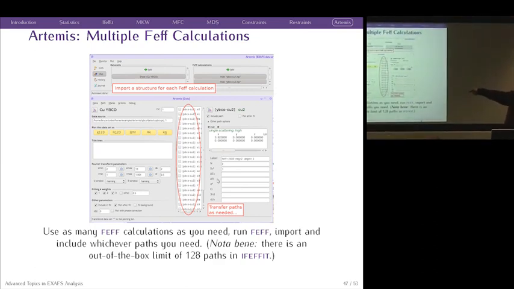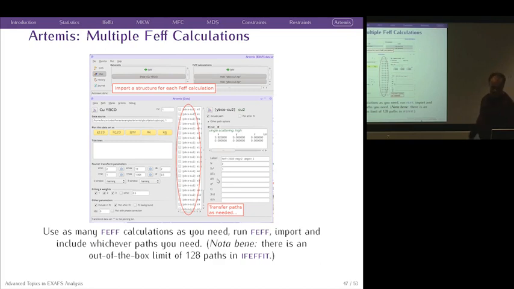And when I finally go to start evaluating what's supposed to go in this block, I have to remember to put in the 1/3 and the 2/3 thing. But multiple Feff calculations is super simple. You just import all the Feff calculations you need, and then drag and drop the paths that you want from the calculation onto the data.